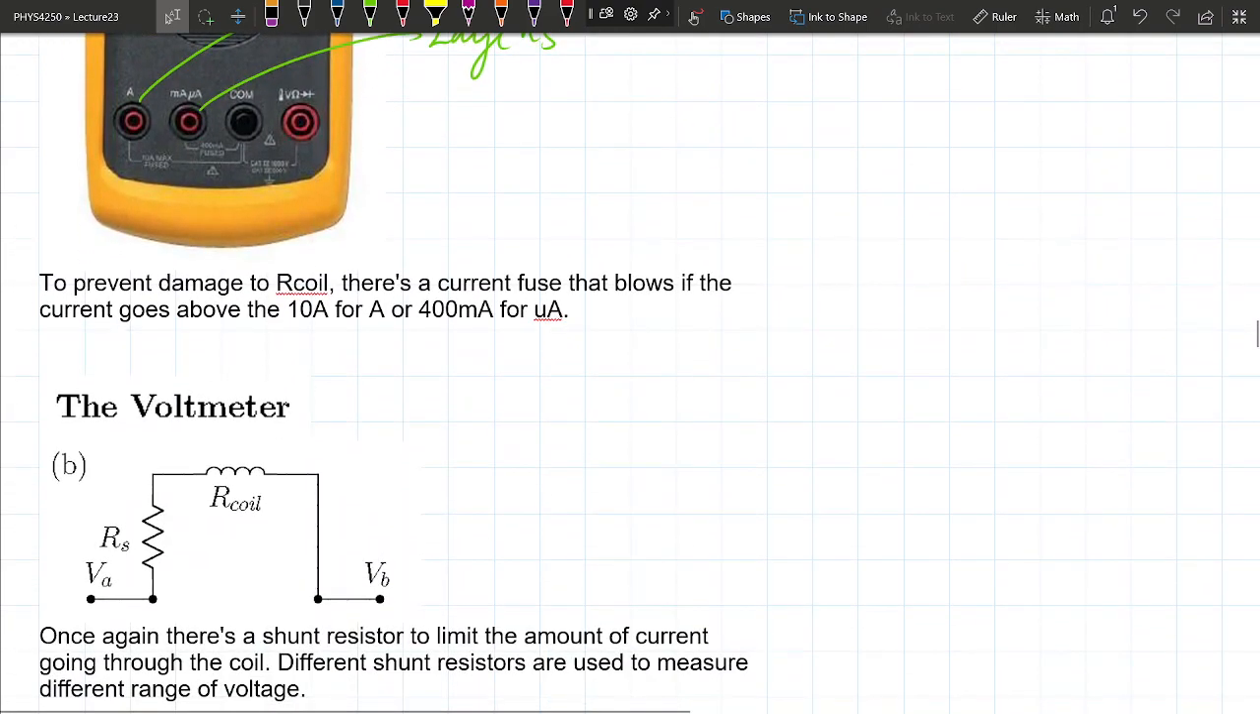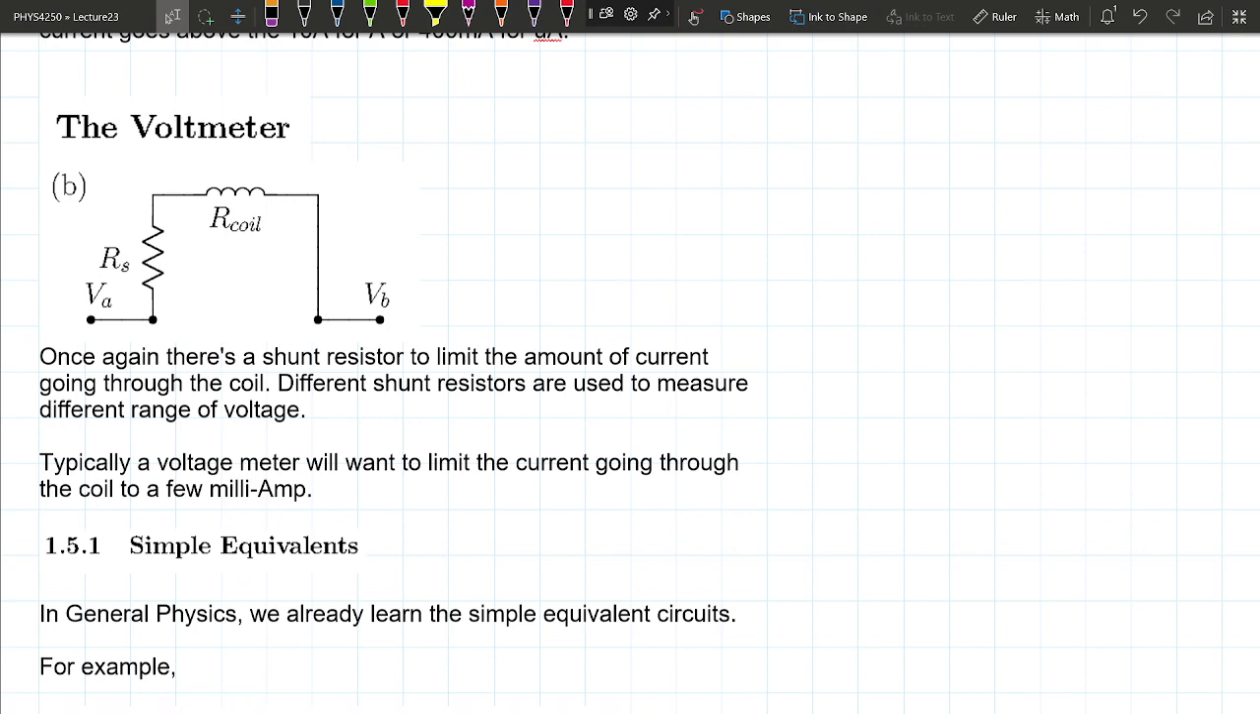Okay, let's look at the voltmeter. This is the schematic drawing for a voltmeter. Instead of the shunt resistor being parallel to the coil, now it's just in series. Why would this work?